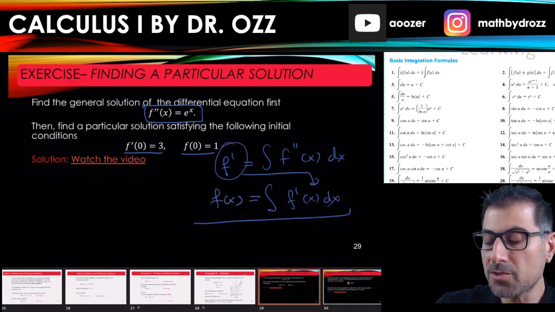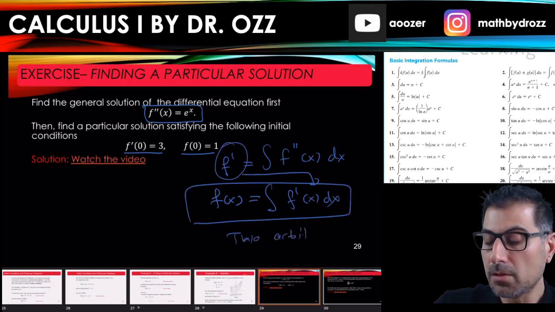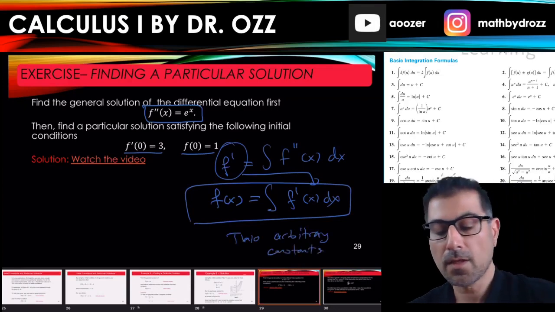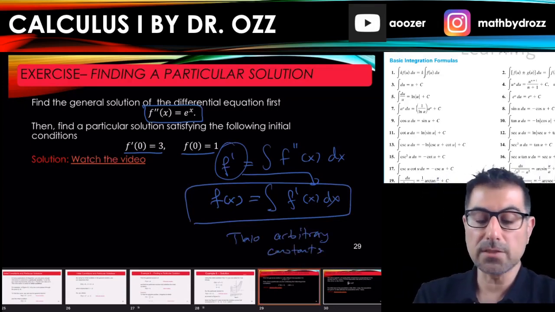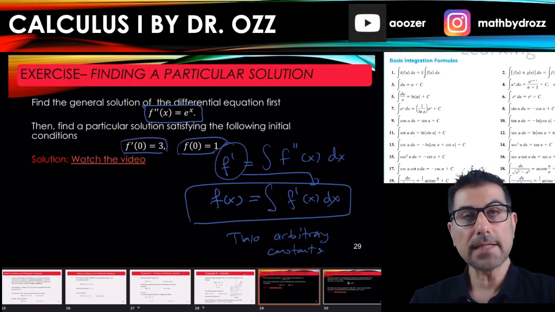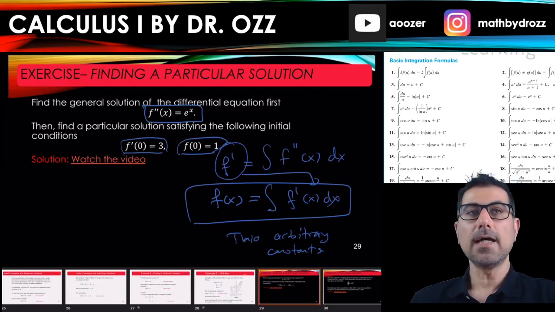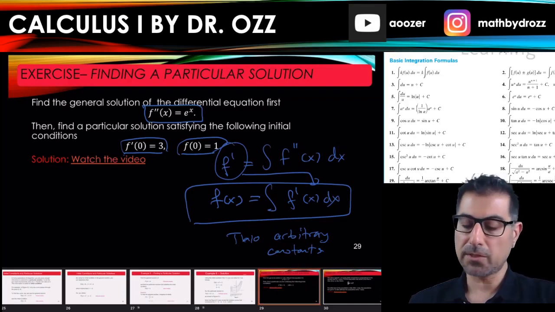This f of x should have two arbitrary constants. And by using these two conditions here, f prime at 0 equals 3 and f of 0 equals 1, you'll get down to those constants. And once you determine those constants, you will have a particular solution to this differential equation.